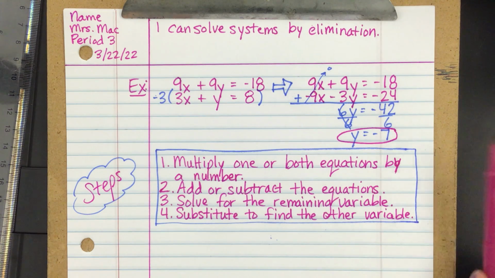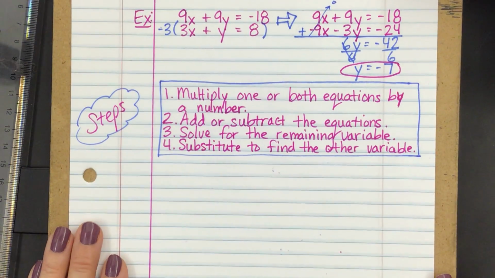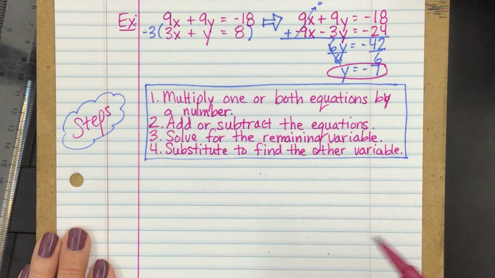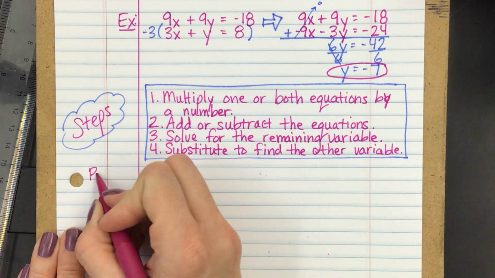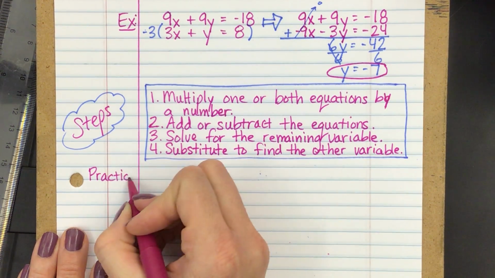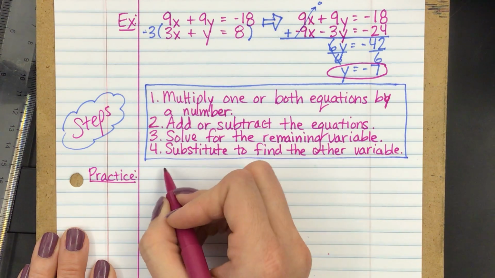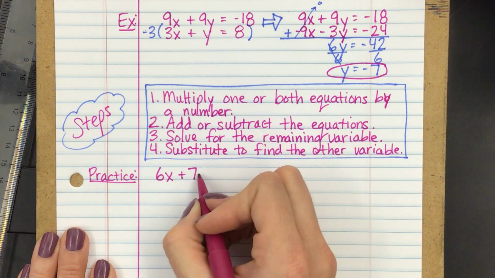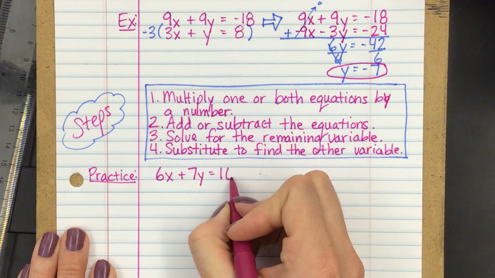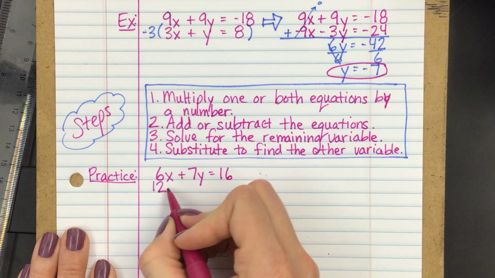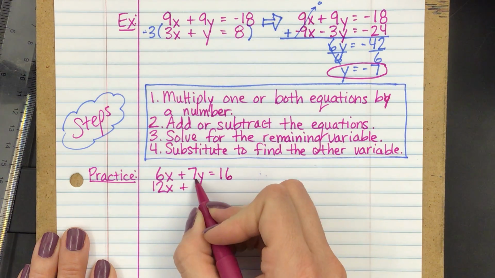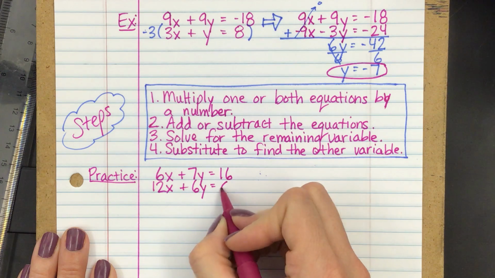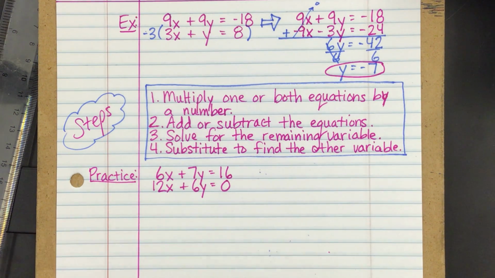Okay. I'm going to have you guys practice this now. See which equation you want to manipulate and what you want to multiply it by to make something cancel out.